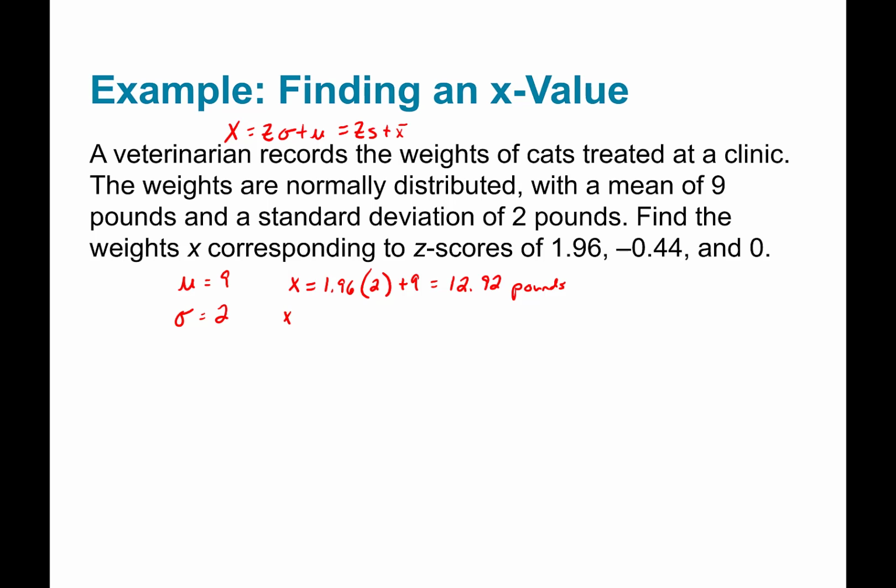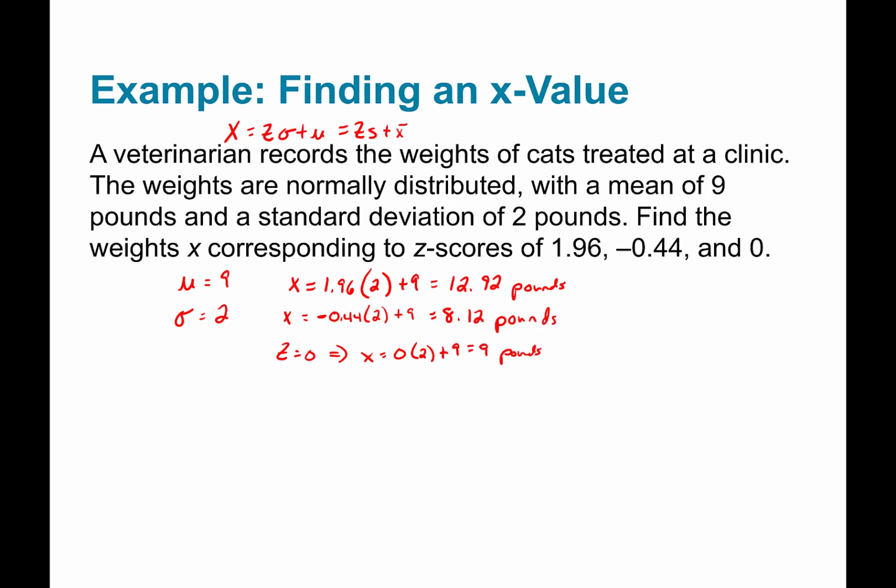Similarly, for a z-score of negative 0.44, it's the exact same process. So x is equal to negative 0.44 times 2 plus 9. And we do that and we get 8.12 pounds. So a cat that has a z-score of negative 0.44 weighs 8.12 pounds. And then similarly for z equals 0, x is going to equal 0 times 2 plus 9, which just equals 9 pounds.